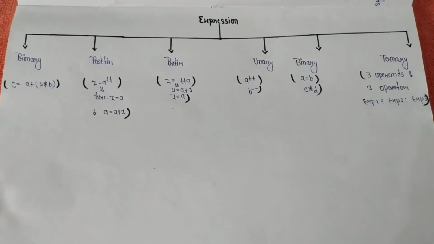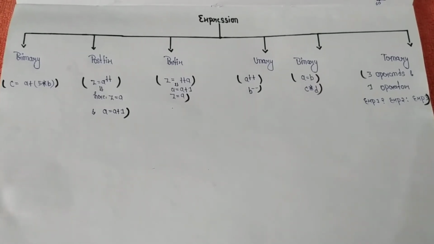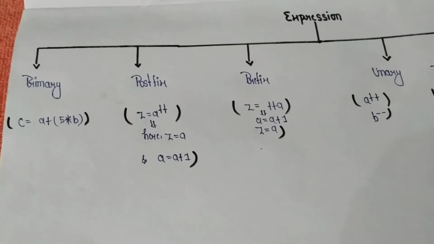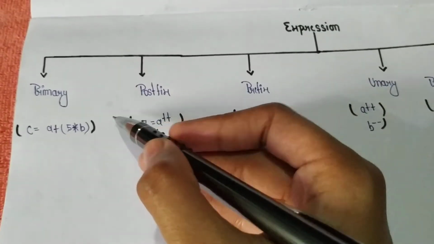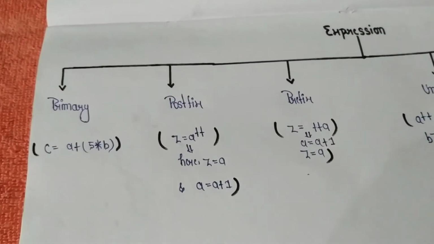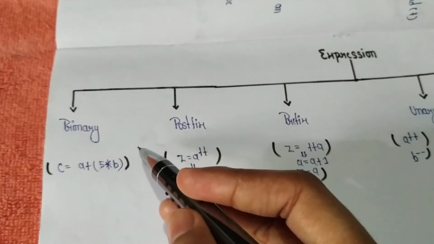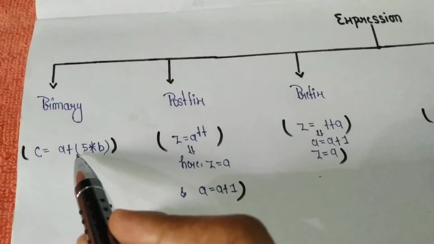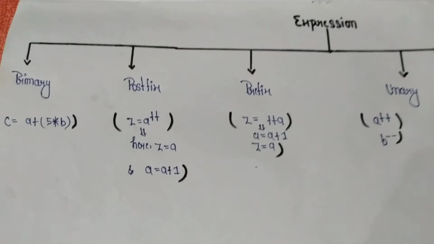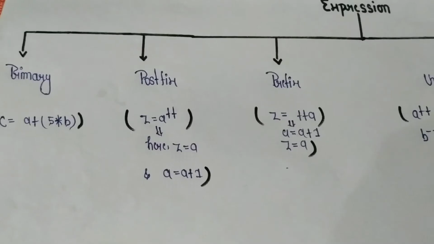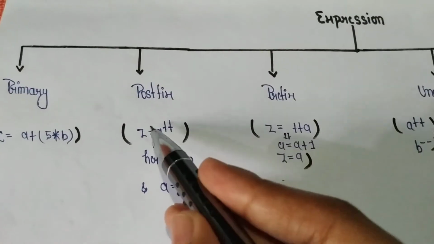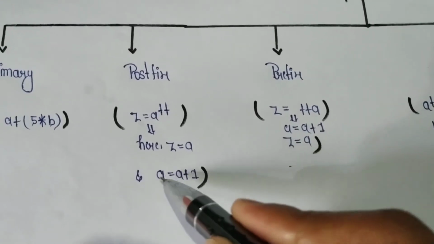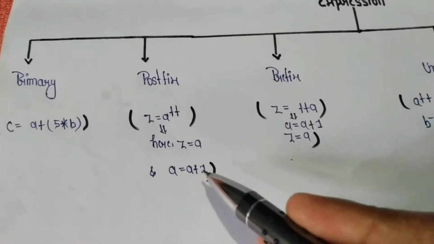Now let us discuss the classification of expressions. If you see here, there are multiple types of expressions available. The first kind of expression is the primary. In the primary, we have an expression like C is equal to A plus 5 into B. So this is the primary way of expressions. After this, coming to the postfix operations. Here we define Z is equal to A plus plus. Here Z is equal to A and A is equal to A plus 1. Means after processing, the value will be increased.